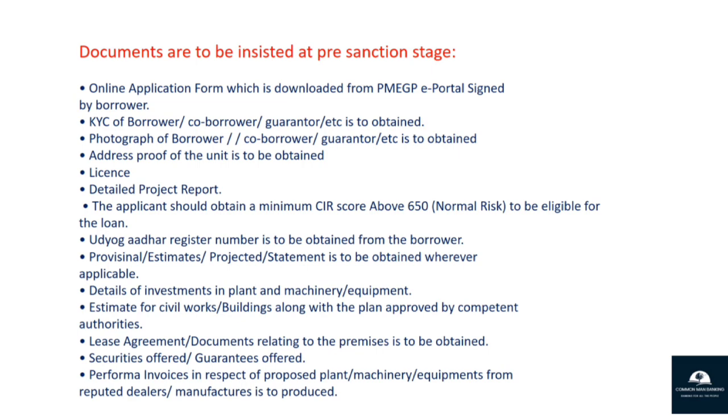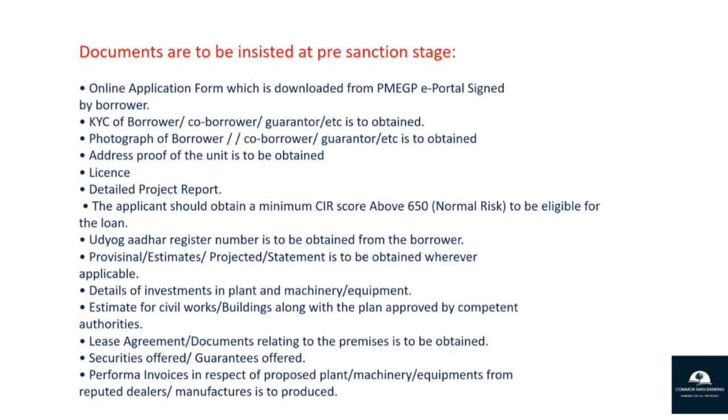After your application is approved at the district level, you have to submit the consent application to the branch selected by you. So you have to submit the following documents to the corresponding bank. First, the online application you submitted through the PMEGP portal. That application has to be printed out as a hard copy, along with the KYC of the borrower. KYC means know your customer. The KYC documents include your PAN card, Aadhaar card, driving license, voter ID, or any other card given by the government, and a photograph of the applicant.